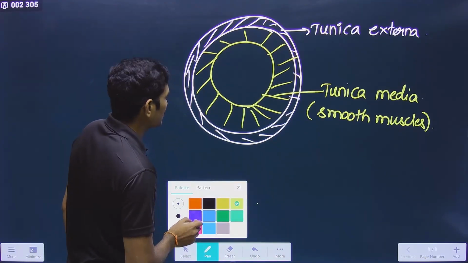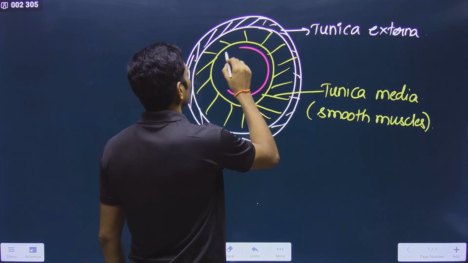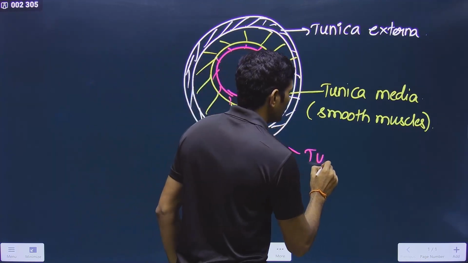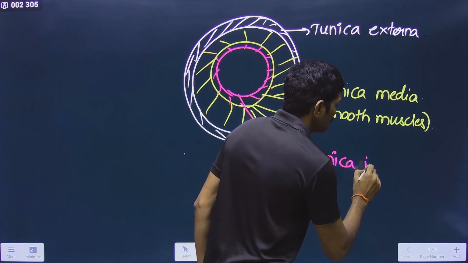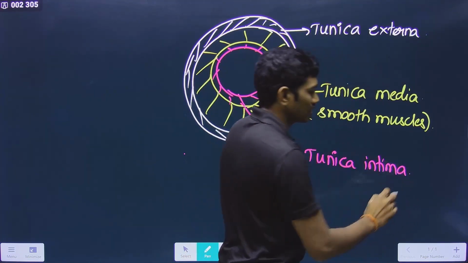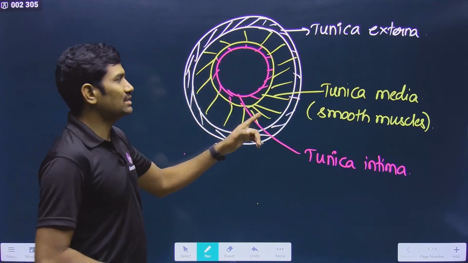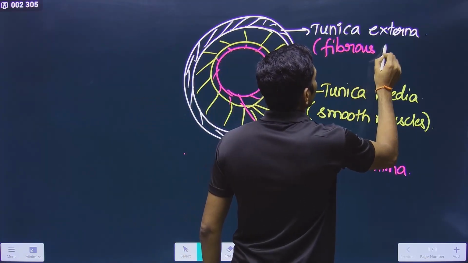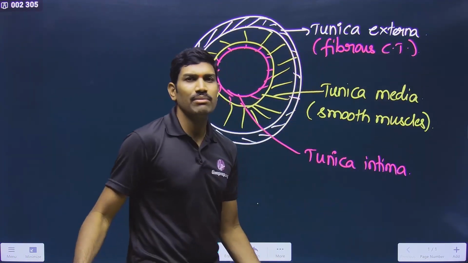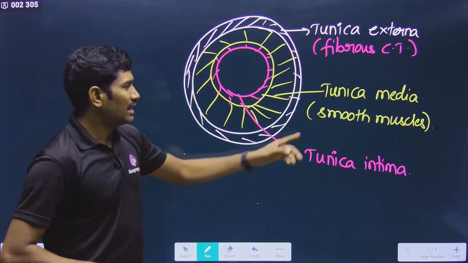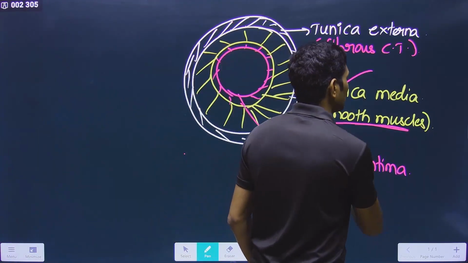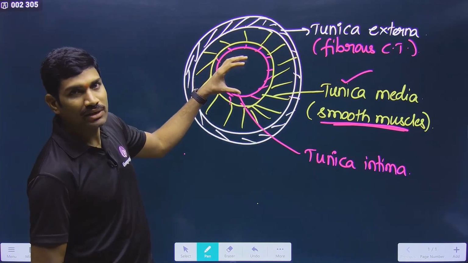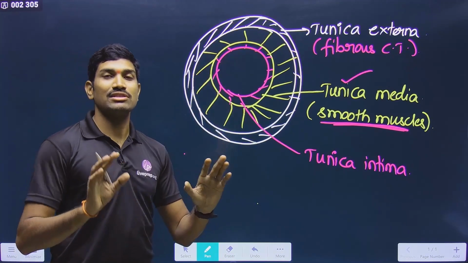And then finally we are studying the innermost layer. This innermost layer is the tunica intima. Tunica intima. Okay. Tunica externa is mainly a fibrous connective tissue. Generally it is a fibrous tissue that provides support. And the middle one is the tunica media. This has the smooth muscles, so with the help of these muscles it can help in contraction and relaxation of these blood vessels.